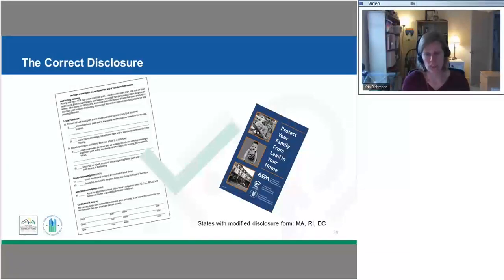If you are working in Massachusetts, Rhode Island, or the District of Columbia, these states and areas have to use elements of a modified form. So you want to check with your state regulatory authority to make sure you're using the correct disclosure form if you are working in Massachusetts, Rhode Island, or DC.